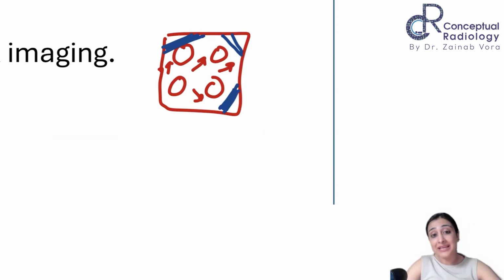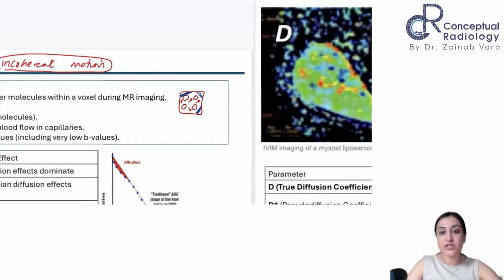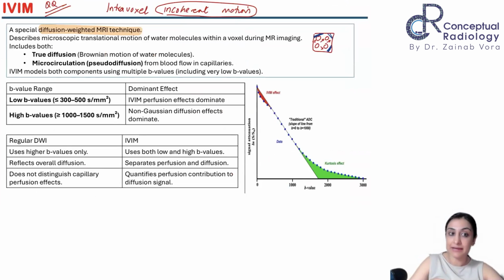Don't you agree that this is nice? Because until now, for perfusion we have to give contrast. Here I will not need to give contrast, isn't it? So this is the advantage of IVIM. Okay, so now let's do the theory.